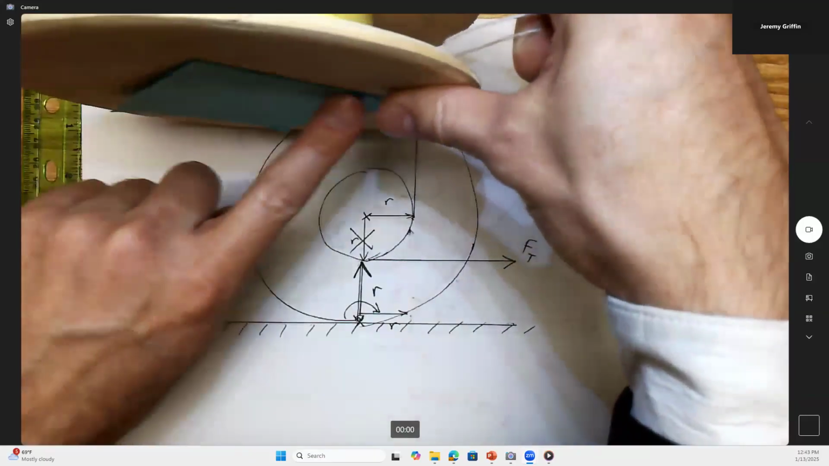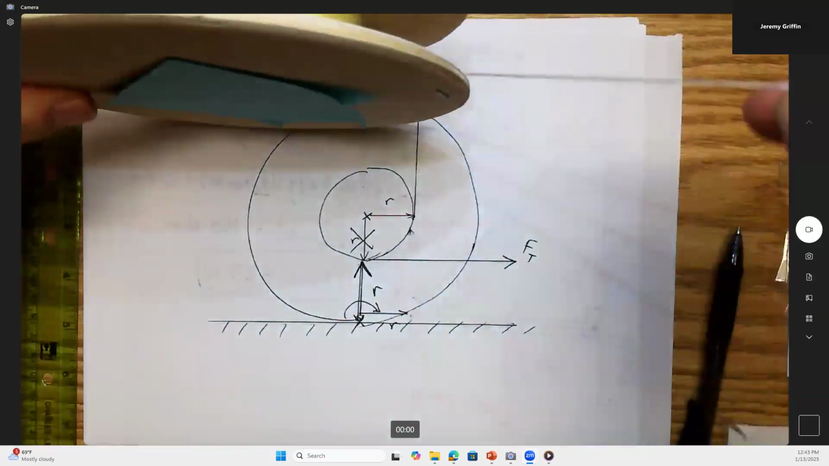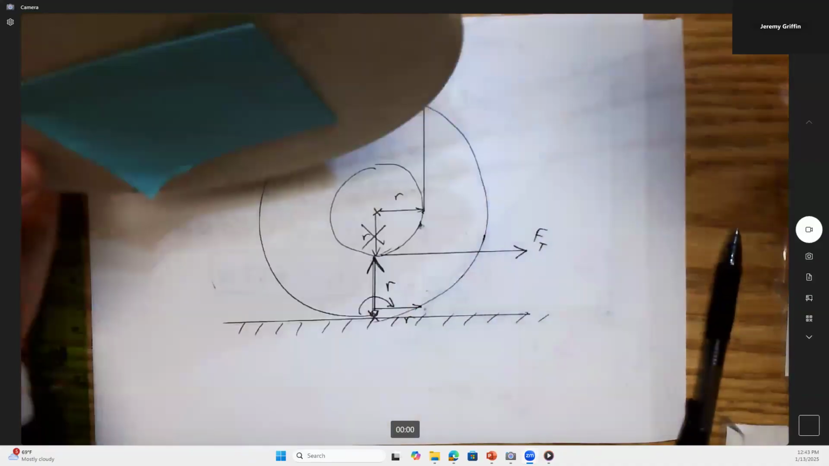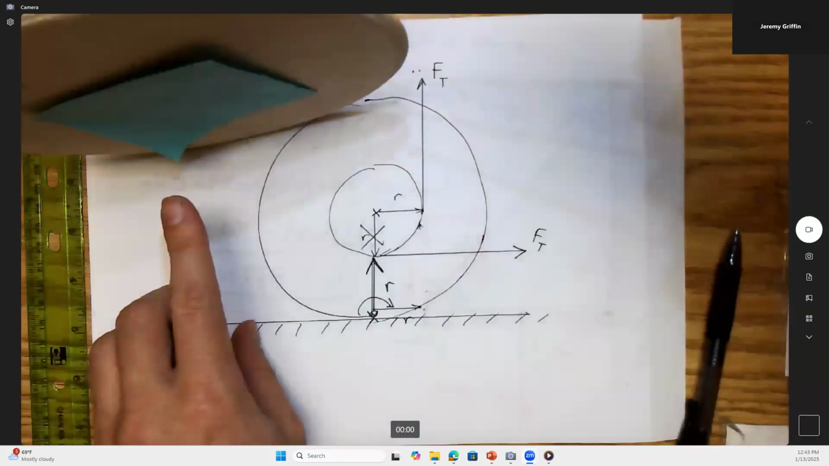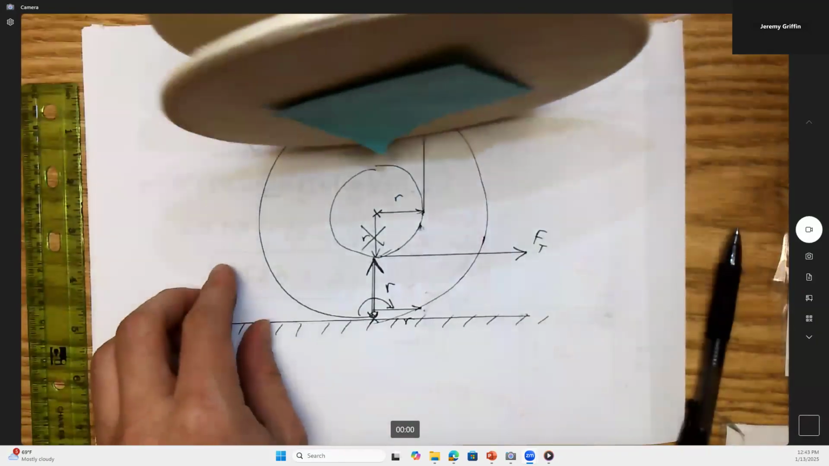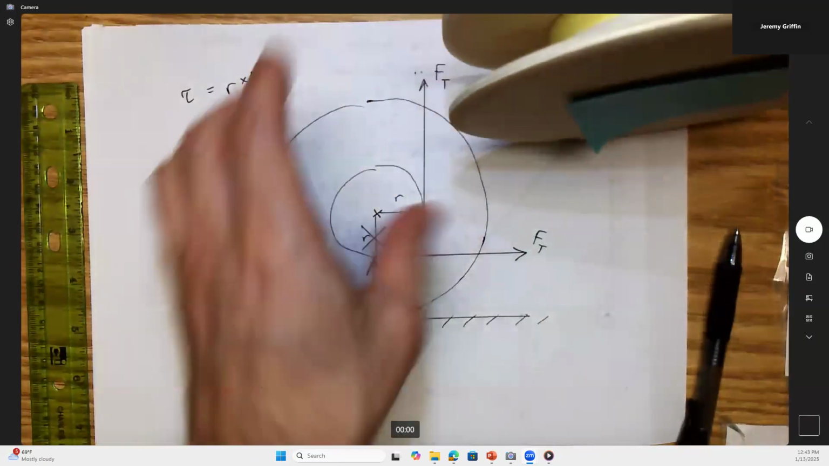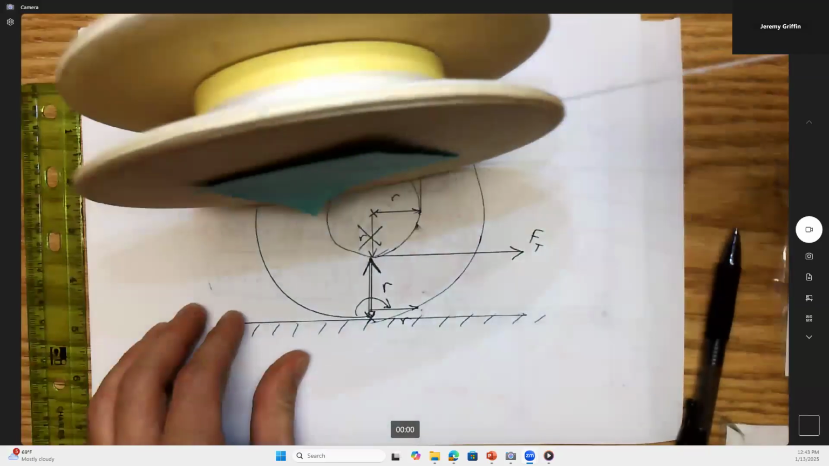There's a reason I've got a blue sticky note. I want you guys to see that blue sticky note. It's not going to rotate if I get this at just the right angle. Let's see if I can. Yeah, just the right angle. This blue sticky note does not rotate. There it goes. You guys see it sliding without rotating? Sliding without rotating. Look at that.